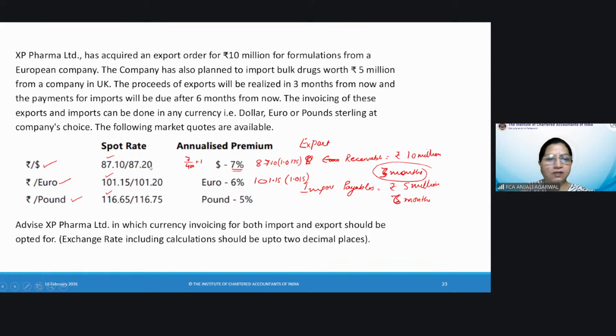For imports, use the ask rates to find out the invoice value in dollar, euro, pound, and use the same rates to calculate the forward rates for converting into rupee again.